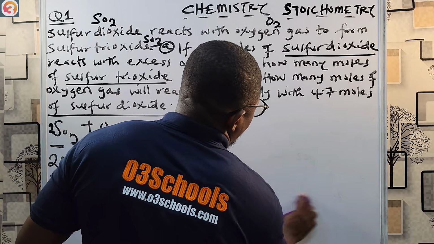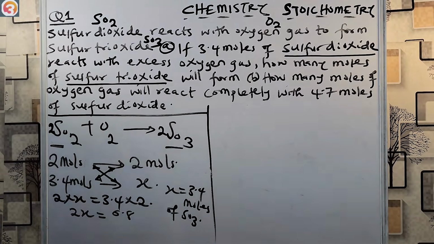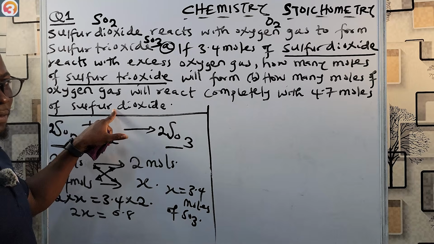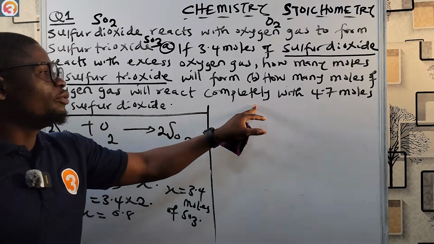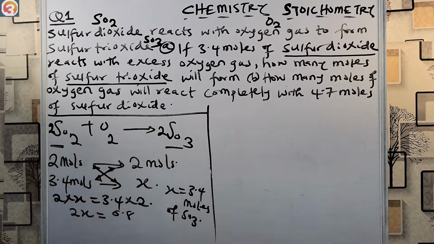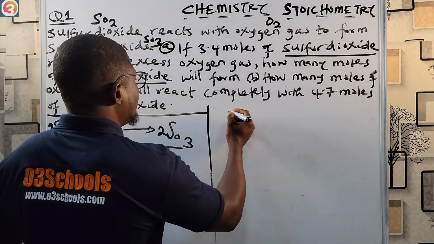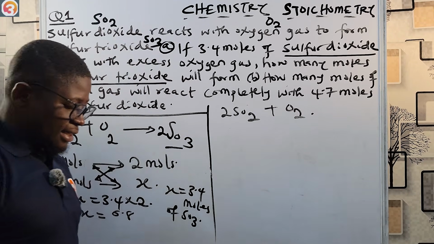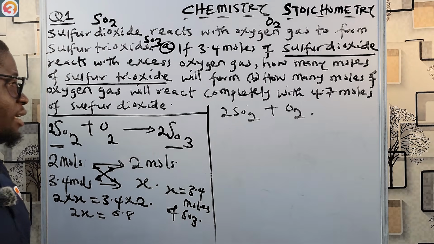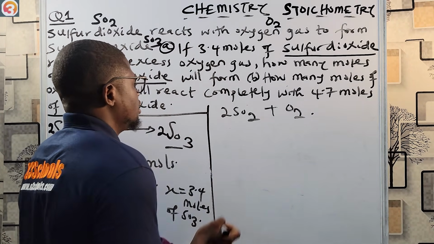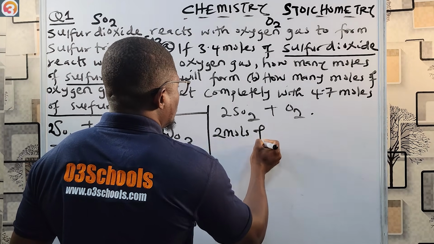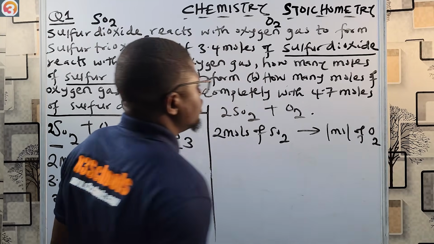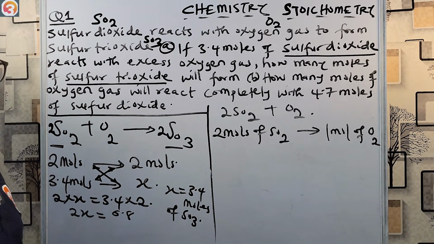Okay? All right, so now let's go. They say, how many moles of oxygen gas react? Now, we're comparing oxygen gas and sulfur dioxide. They say, how many moles of oxygen gas will react completely with 4.7 moles of sulfur dioxide? So now you have to bring the reaction down here. I'm having 2SO2 plus O2. Now the ratio in which they combine is 2 to 1. So this is 2 moles of SO2 to 1 mole of O2. That's what we have.